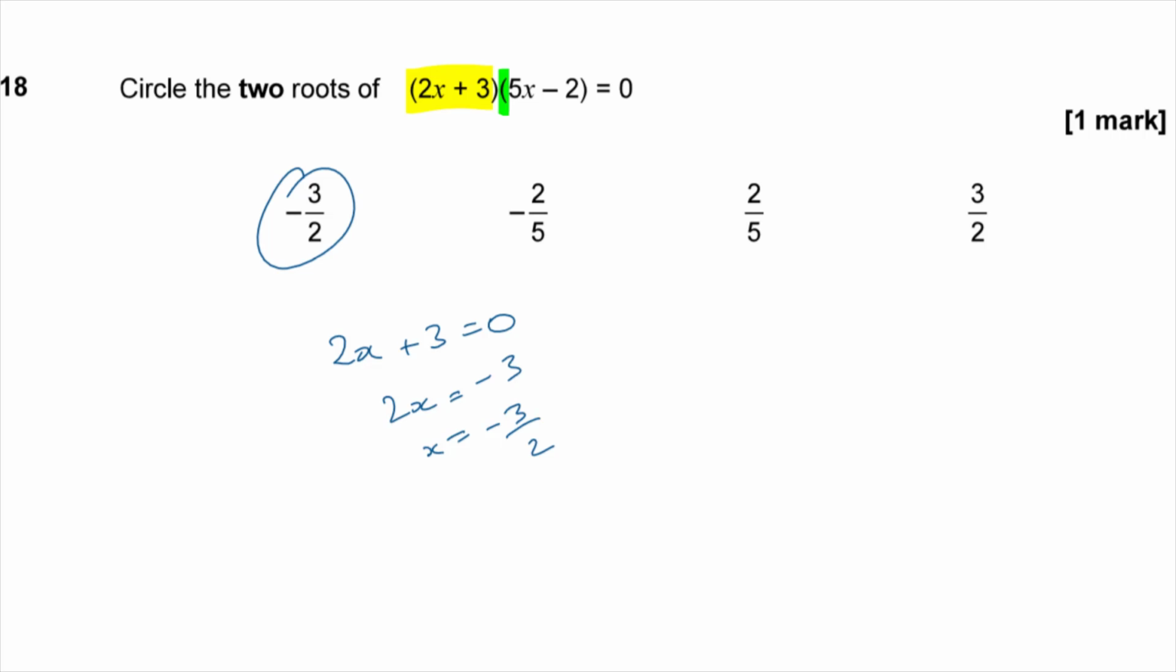Or this bracket here is equal to 0. So 5x minus 2 is equal to 0. So 5x is 2, x is equal to 2/5. So that one there is the other root.